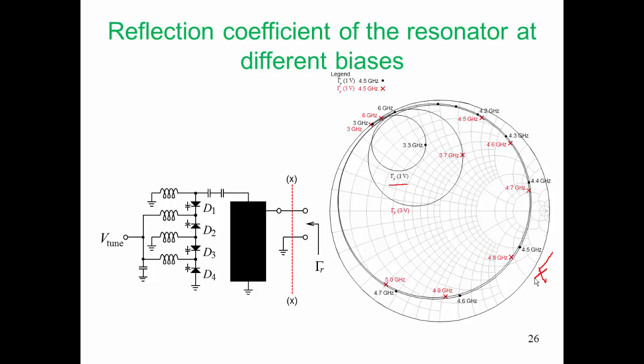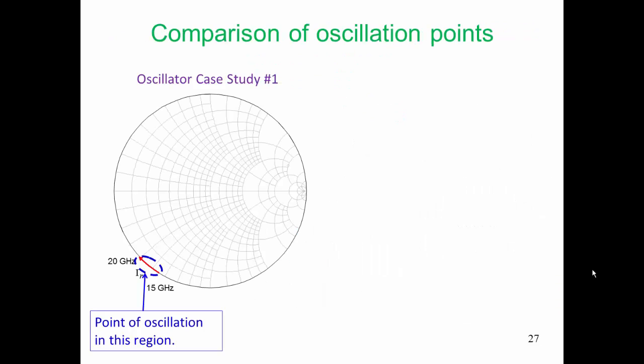So if this region down here was our region of oscillation, you can see that by changing the tuning voltage we're going to shift the frequency of oscillation. So gamma D is going to be somewhere out here. 1 over gamma D is going to be inside, in this region here, inside the unit circle of the Smith chart. Let's do some comparison of our oscillation points.